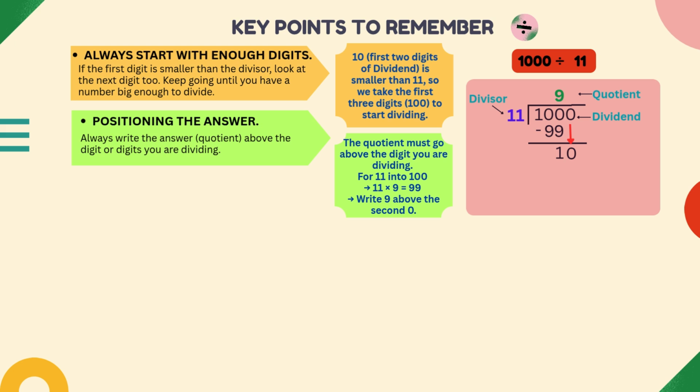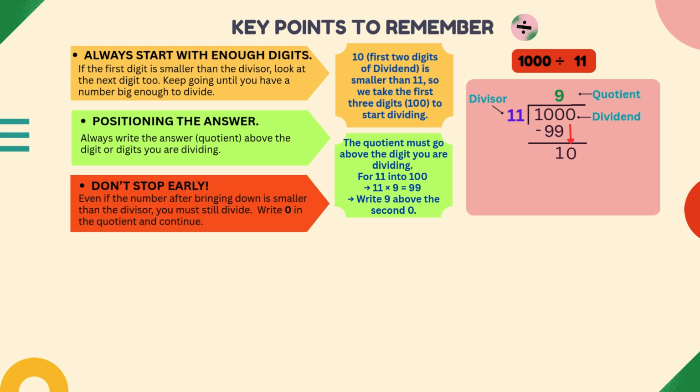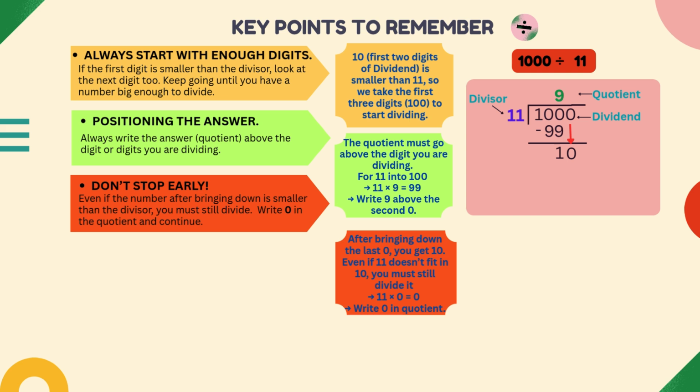Now look carefully. We get 10, which is less than 11. But we cannot stop here. Even if the number is smaller than the divisor, we still divide. 10 divided by 11 is 0. So write 0 in the quotient. Do not skip this step.